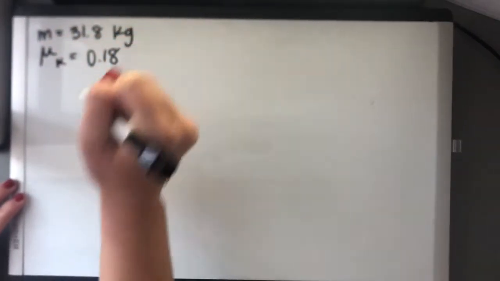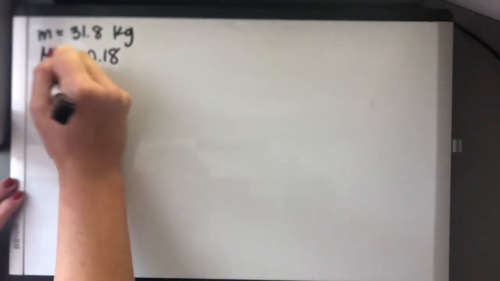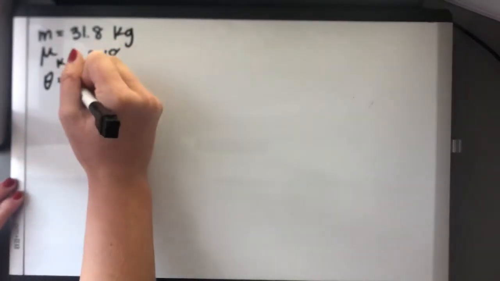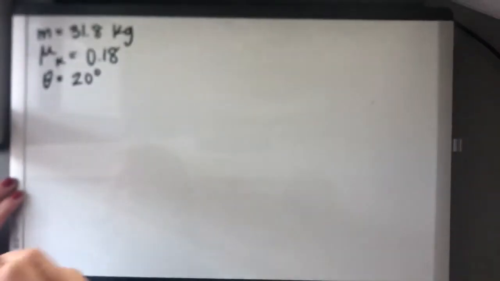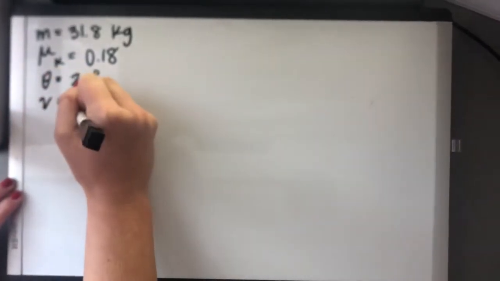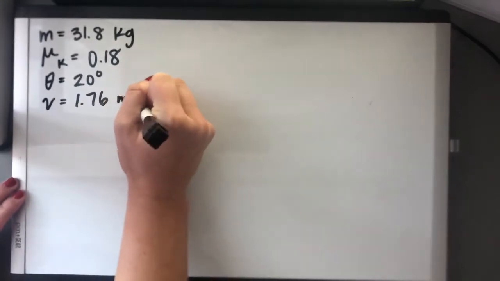So the first thing that I do anytime that I'm approaching a word problem is to write down all of the knowns. In this case, one of the first things we're told is that the mass of the skier is equal to 31.8 kilograms. So I go ahead and write that down first so that I have that to work from. We're also told that the coefficient of kinetic friction is 0.18. We're told that the angle that the ramp makes with the horizontal is 20 degrees. And we're also told that the skier moves at a constant velocity of 1.76 meters per second.